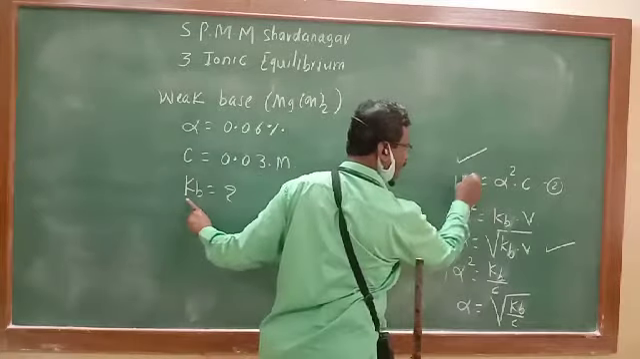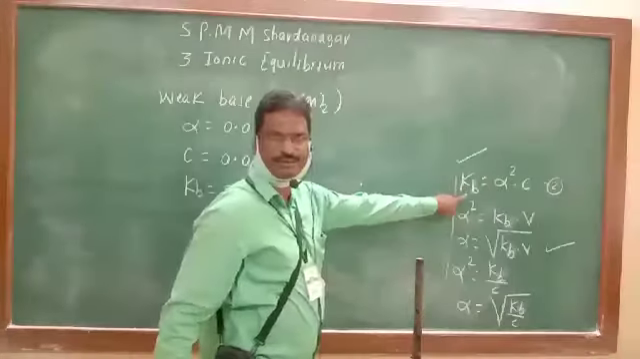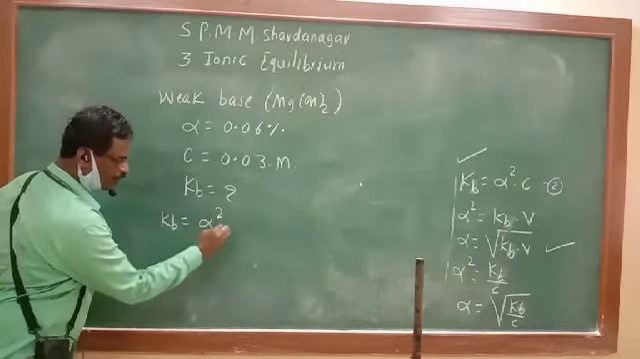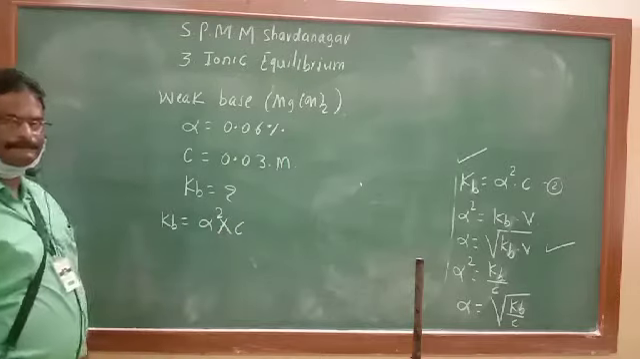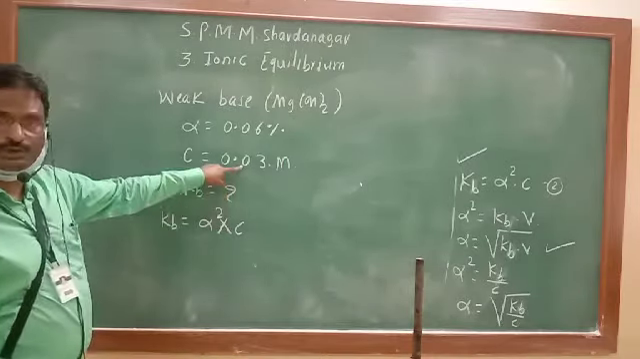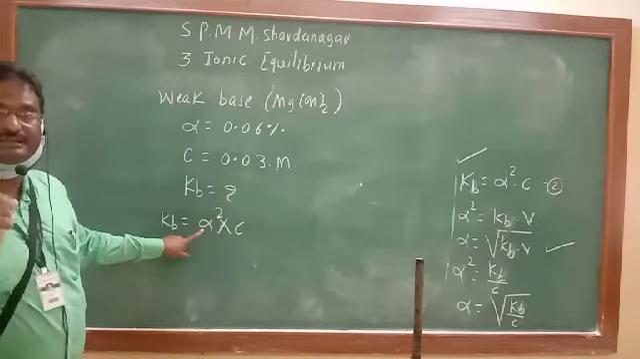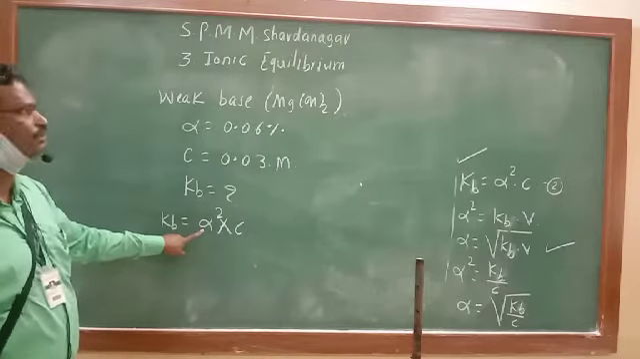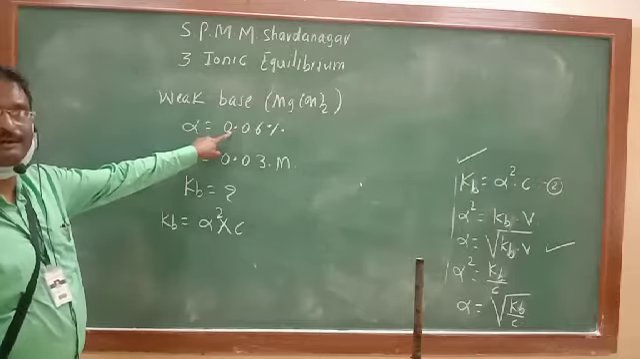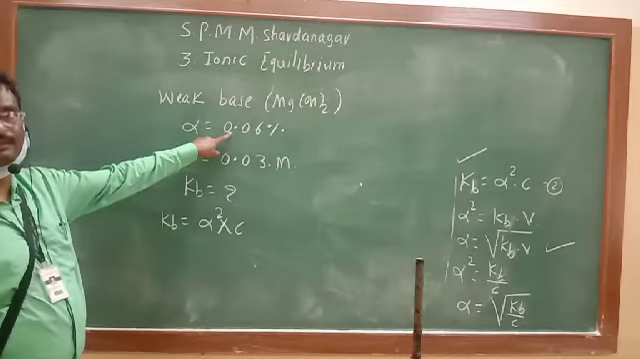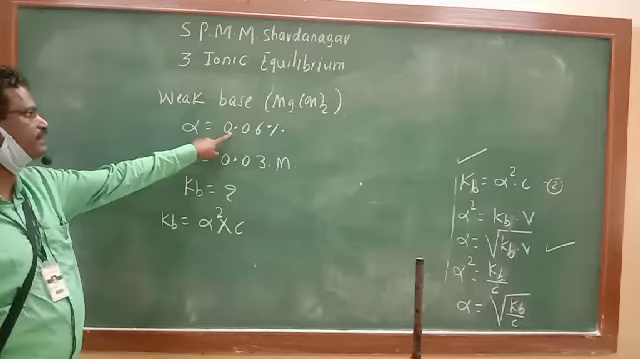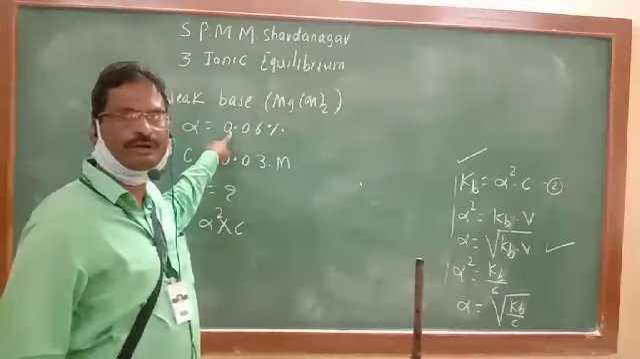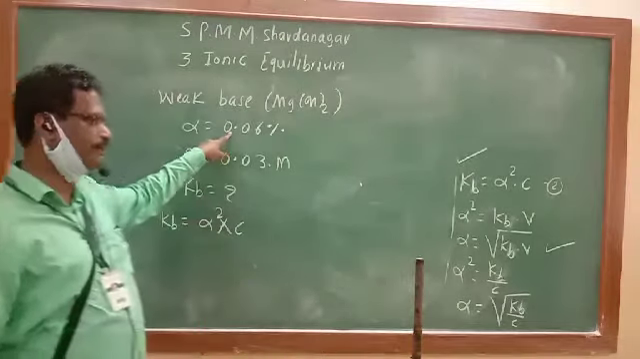What is the equation for Kb? Kb is equal to alpha square C. We know that equation. Kb will be equal to alpha square multiplied by C. C is concentration, 0.03 molar, given. Alpha is the degree of dissociation. But they have given percent alpha, the percent degree of dissociation.